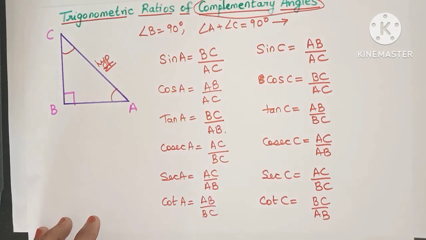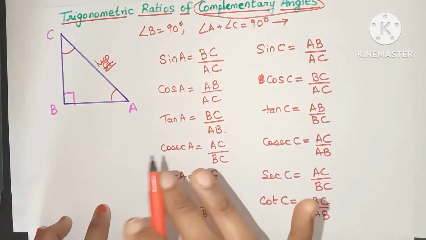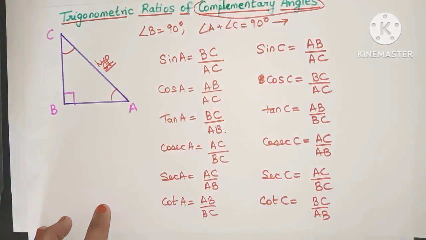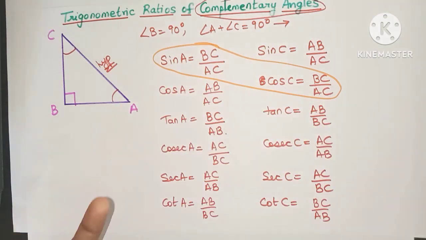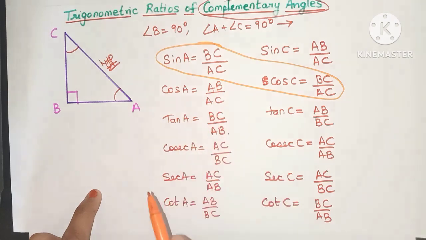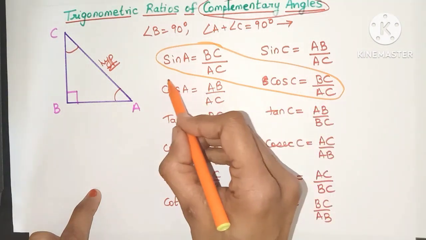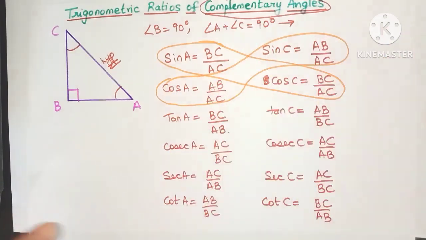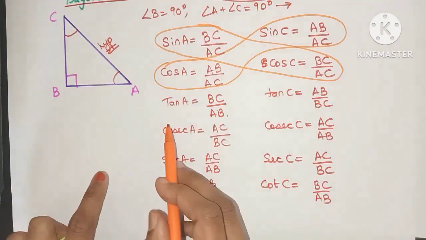Now let's look for some pattern. Sine A is BC by AC. Did you also observe that cos C is also BC by AC? So, did you see this? These two are actually the same. Now, let me look at cos A. It's AB by AC. But look at this. Sine C is also AB by AC. See? These two have the same values. Let's go ahead and see if there are any other patterns.